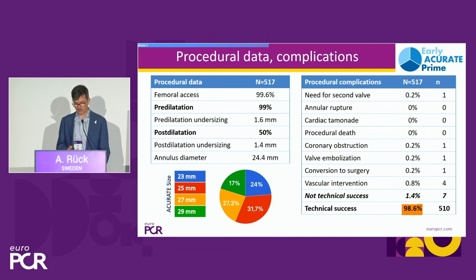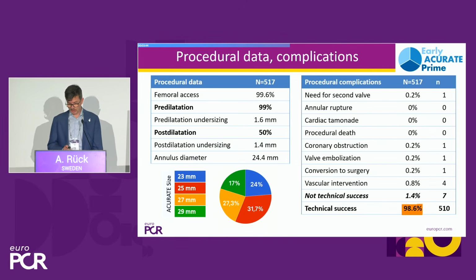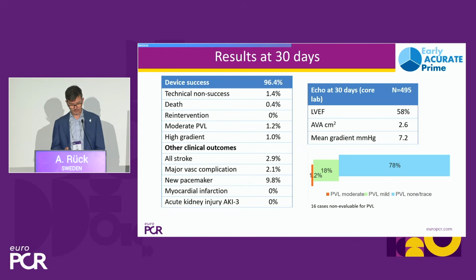Here are the VARC3 defined procedural complications at exit from the procedure room. There's only 3 valvular-related complications, 1 need for second valve, 1 coronary obstruction, which could be fixed, and then valve embolization and conversion to surgery is the same patient. And then added to that, 4 patients fulfilled the criteria for vascular intervention, non-technical success. So at the exit of the procedure room, 98% technical success.